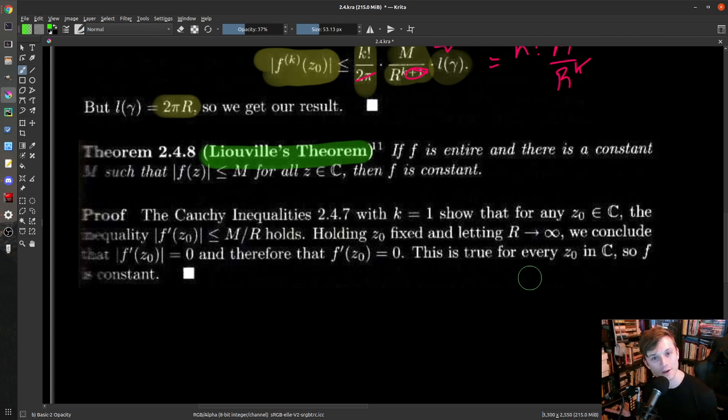Fun bit of history. I don't know if you know this. I think maybe they mentioned it in your textbook. Liouville's theorem shouldn't be called that. It should be called Gauss's theorem, or really one of Gauss's theorems.